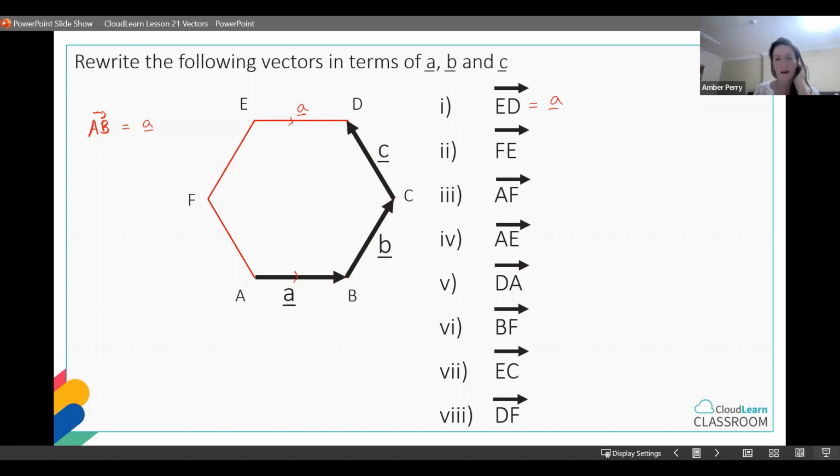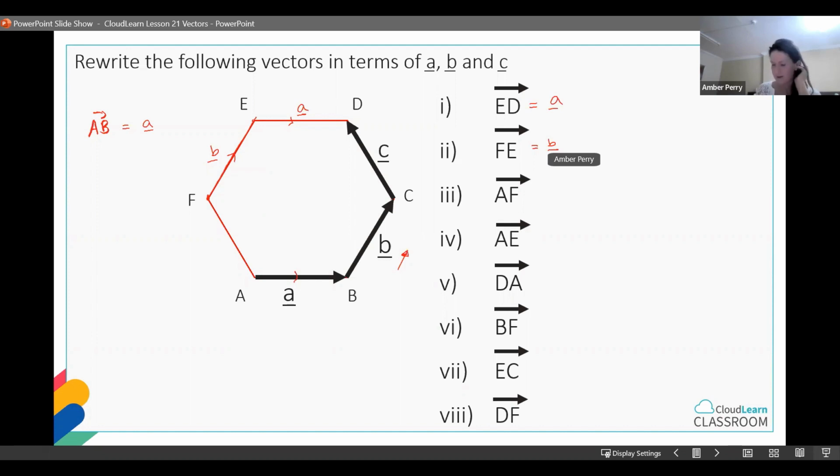And then I could look at what else I know. So for example, BC is the vector B, okay? And remember, it's about direction, so it's going from B to C. So BC is the vector B, and in the same direction is from F to E, going the same direction and parallel and the same length. So FE is also the vector B, okay? So that one there is B.